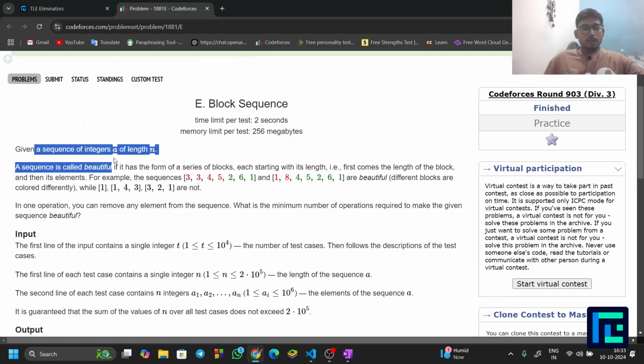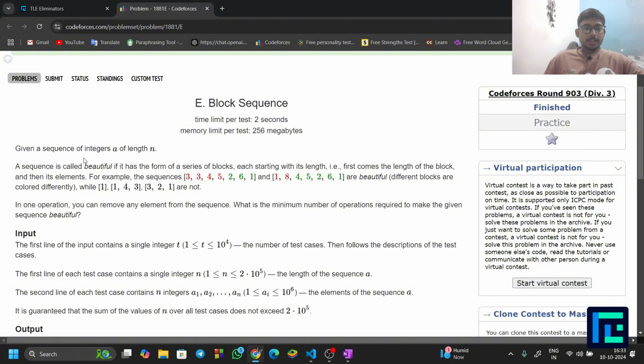Given a sequence of integers a of length n, a sequence is called beautiful if it has the form of a series of blocks, each starting with its length, that is, first comes the length of the block and then its elements. For example, this sequence is beautiful because you can see here there is a 3, then there are 3 elements. Okay, so this is a single sequence. A 3 and then 3 elements. And then a 2 and then 2 elements. So this entire array can be broken down into these two sequences.